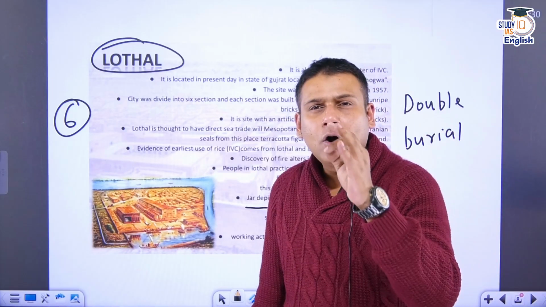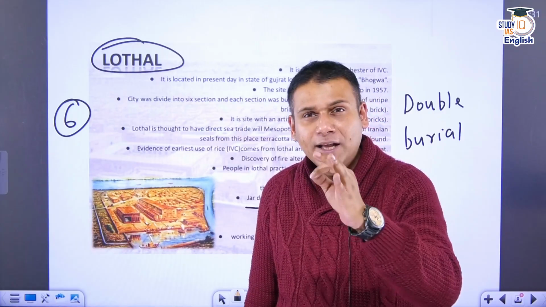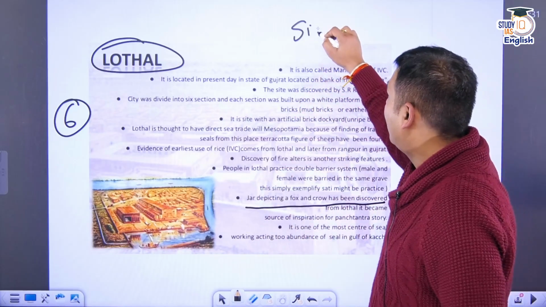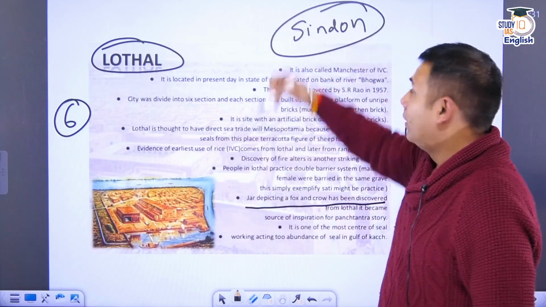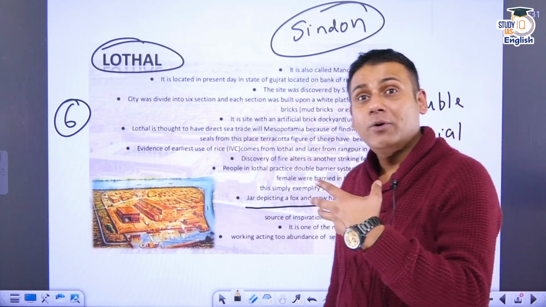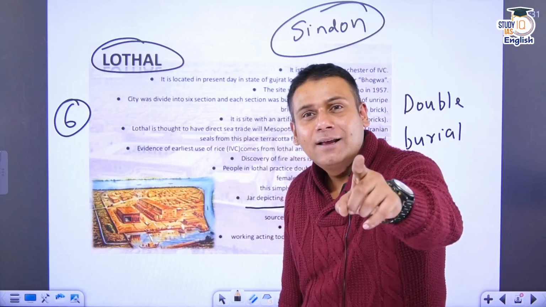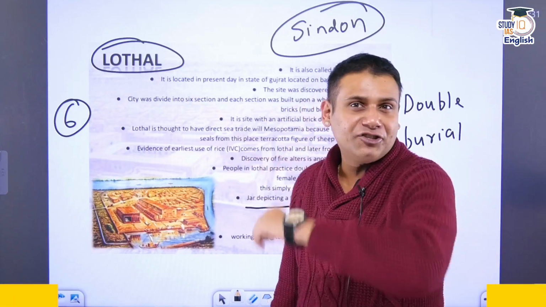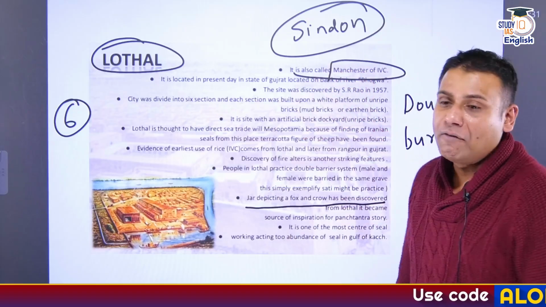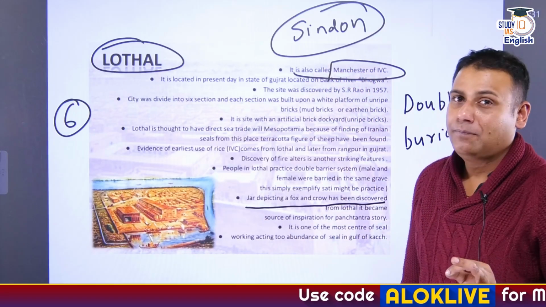Fine quality cotton was exported to the other countries from Indus Valley civilization. And the cotton at that time was referred to as Sindon, because Greeks pronounced river Indus as Sindh, and so it was referred to as Sindon. Correct? And hence, the Indus Valley civilization site of Lothal is also referred to as Manchester of IVC. Very important fact that you need to remember.